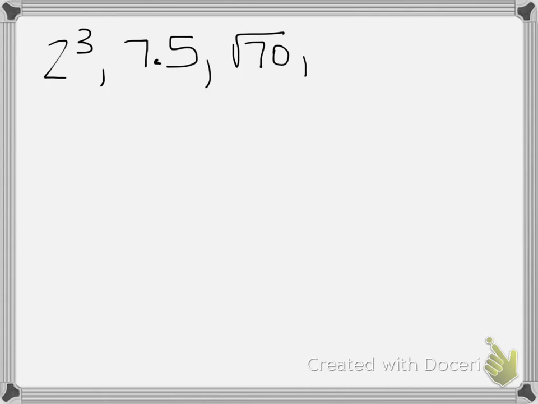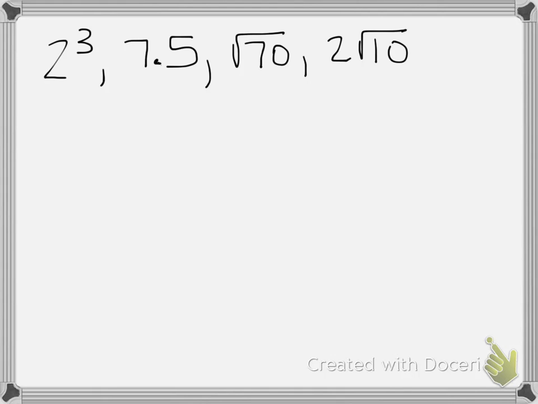Okay. Now, the other thing that we can do, if we know where rational and irrational numbers fall, is that we can put things in order. So, for instance, if you had a number such as, let me give a good example here, 2 to the 3rd, 7.5, the square root of 70, and 2 times the square root of 10. And I wasn't allowed the use of my calculator.